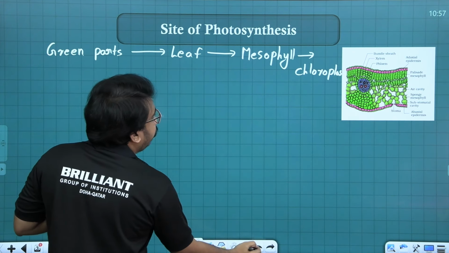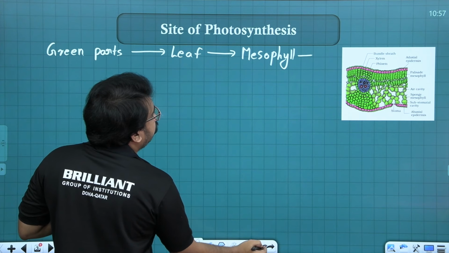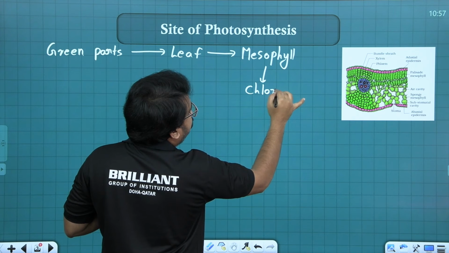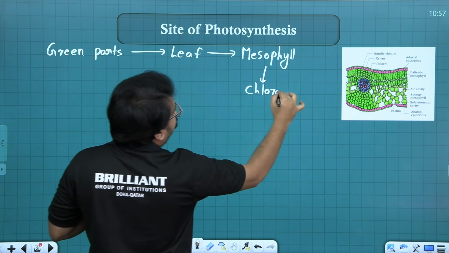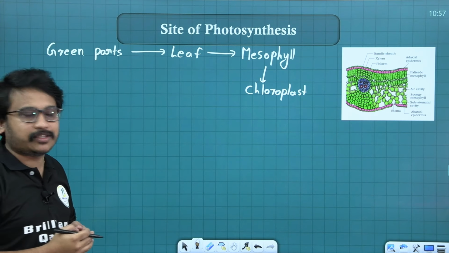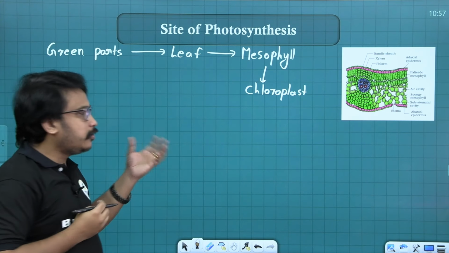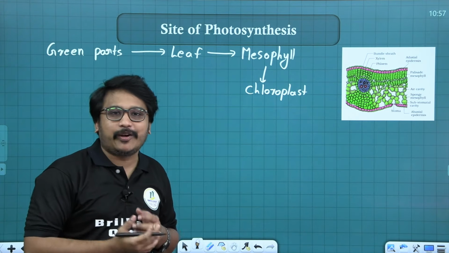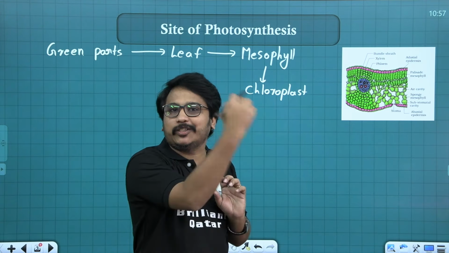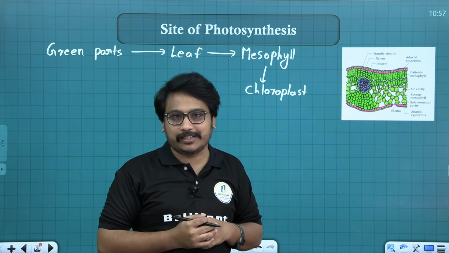So let's have a discussion about the main site of photosynthesis. In the mesophyll, photosynthesis is mainly confined to the chloroplast. So first the structure of a leaf, then we will discuss the structure of chloroplast. So first of all, we are going to discuss the structure of a dicot leaf. The dicot leaf structure that is given in NCERT is here, but I will just draw it so you will get an idea how it is.